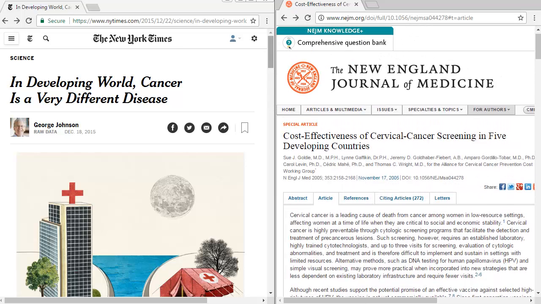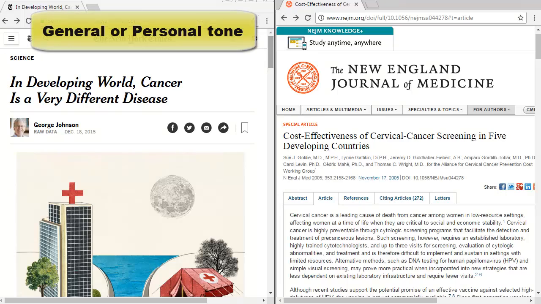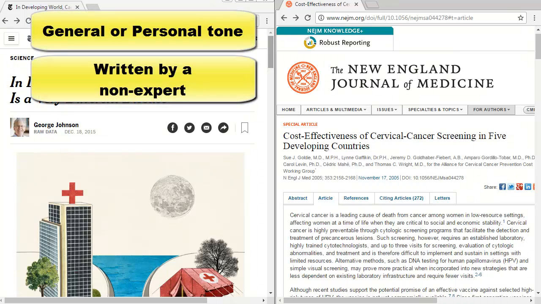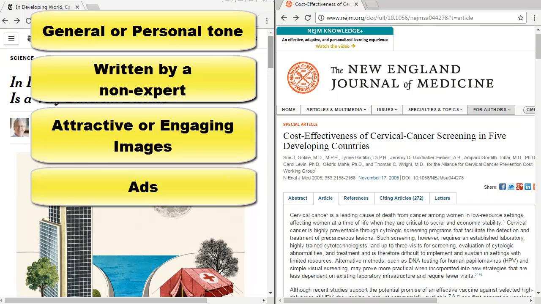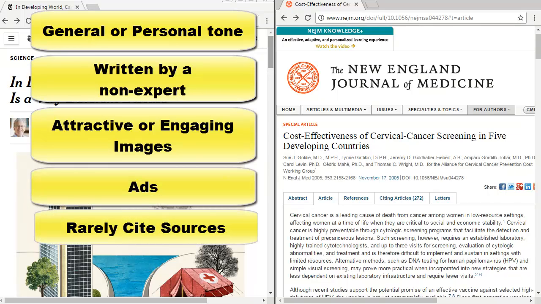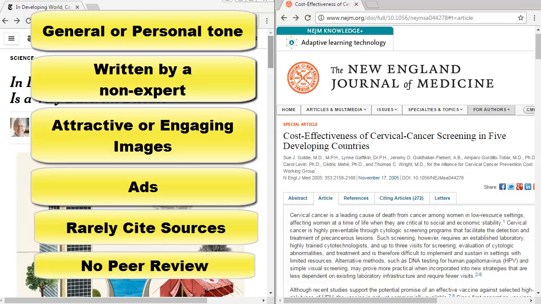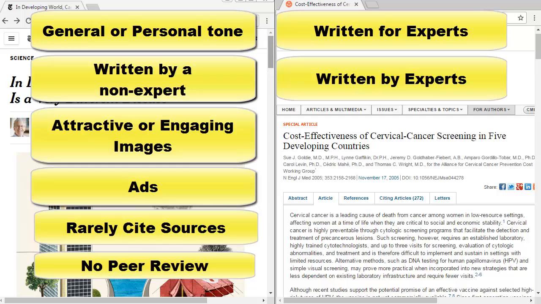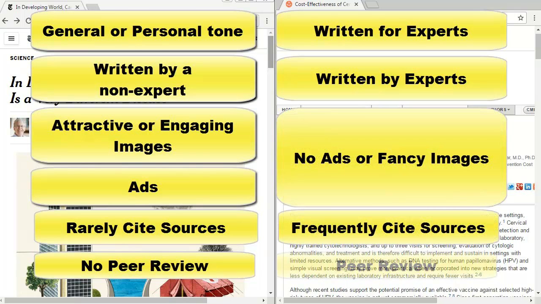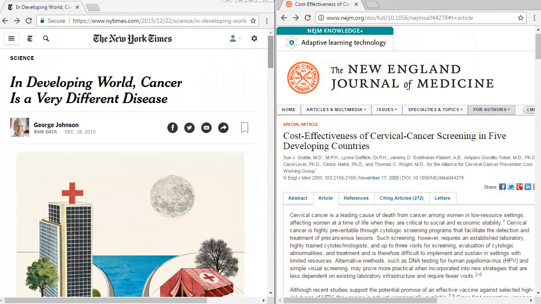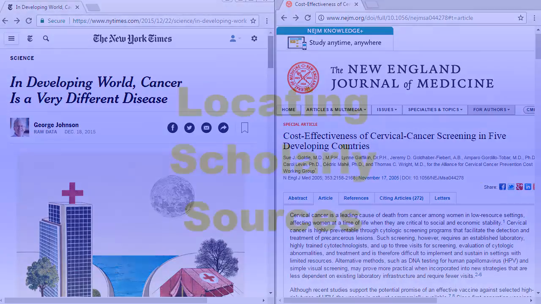To review, popular sources have a general tone and audience. They are written by non-experts, and they often contain engaging illustrations or advertisements. They usually do not cite their sources, and they do not go through peer review. Scholarly sources are written by experts for experts and almost never contain advertisements. They almost always cite their sources, and they always go through peer review. Now that we understand these differences, let's see how we can find some journal articles.